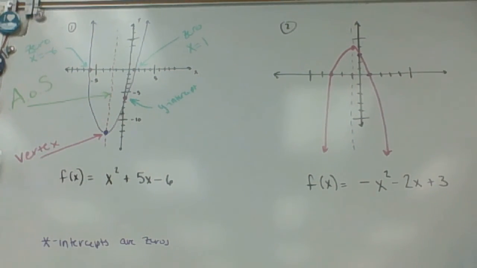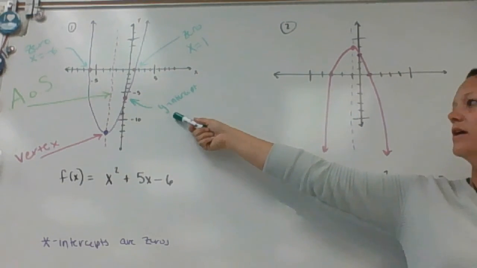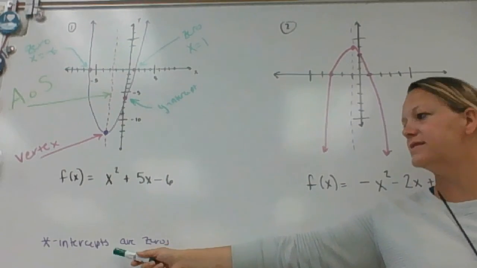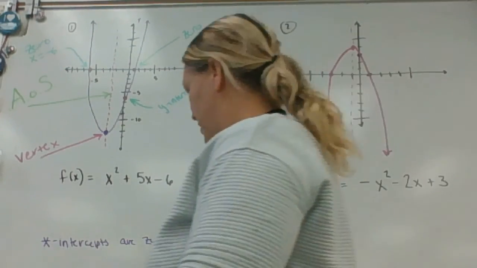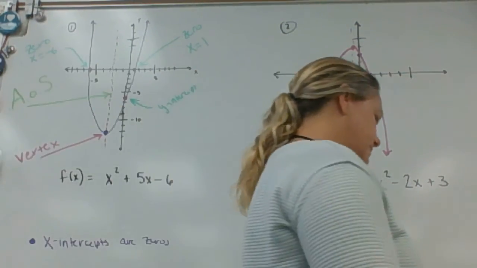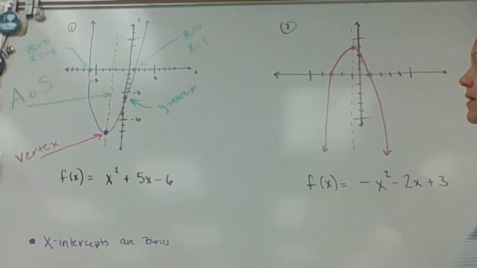Do you want to sit there? Y? This right here? Oh, X. It's just a star. I don't know why. It's supposed to be an X. X-intercepts are zeros.